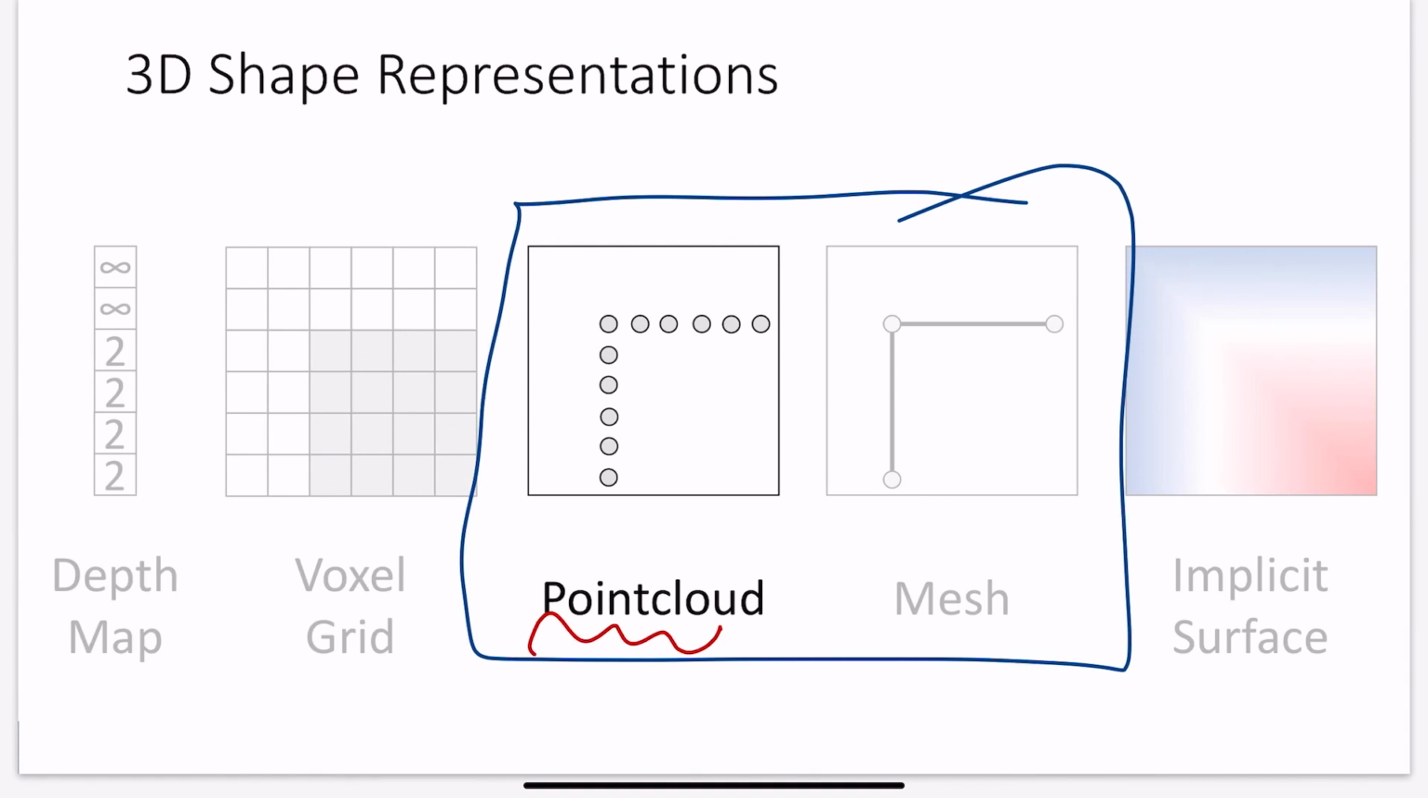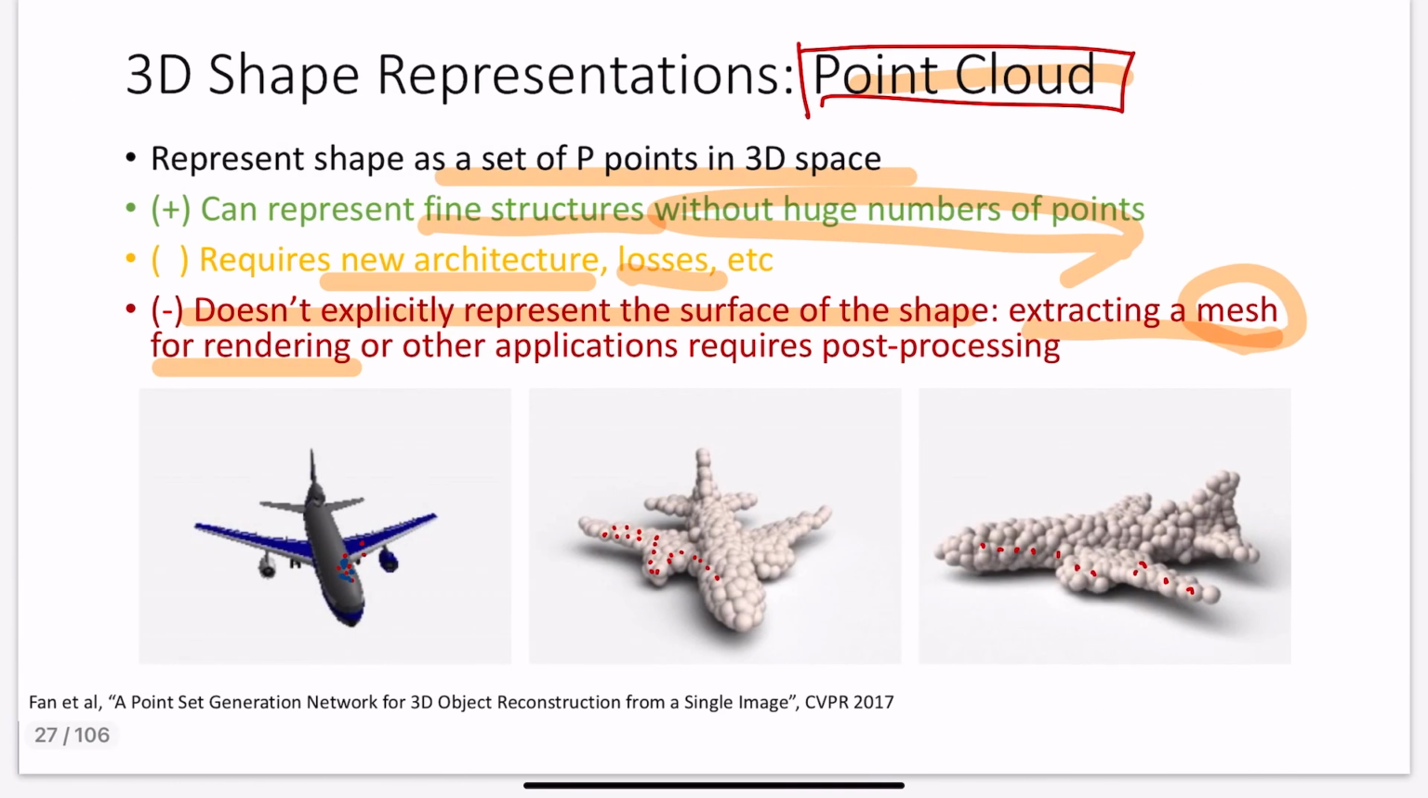Right. So today we will continue with 3D representation. Last week we discussed the point cloud representation, which is just a straightforward way to represent a 3D point in your 3D space. There are several pros and cons.